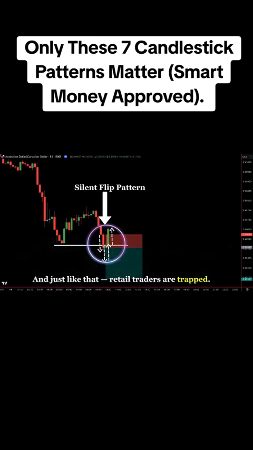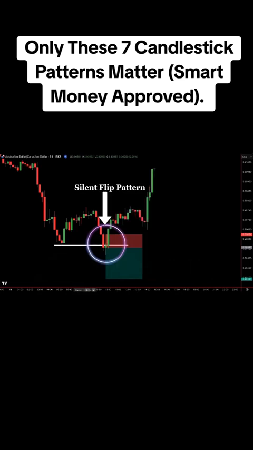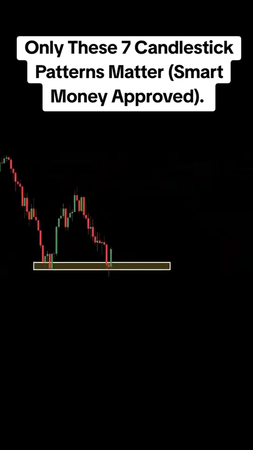And just like that, retail traders are trapped. The move they thought was a breakout was just a setup for the real reversal. From there, the market flips direction and starts trending upward, leaving smart money in control, and retail traders stopped out and confused.